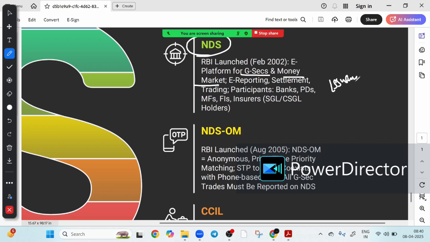For issuance they use it, for reporting they use it, and for settlement they also use it. It streamlines government security trading and ensures transparency in the debt market. So that is called NDS.